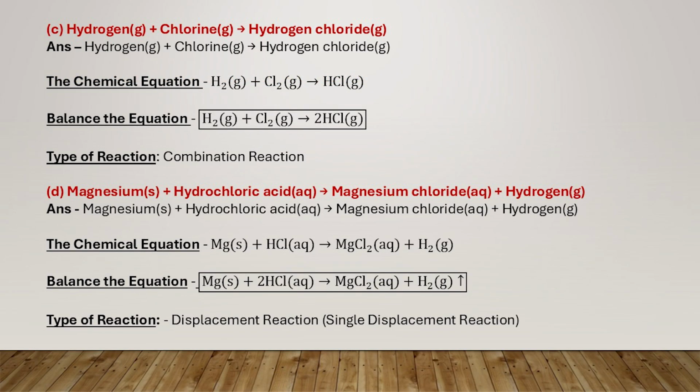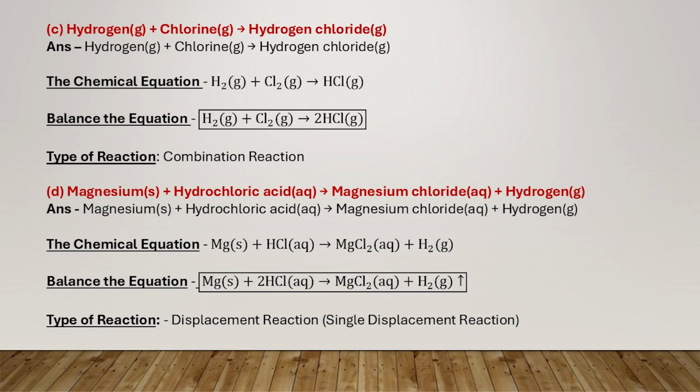C. Hydrogen gas plus chlorine gas gives hydrogen chloride gas. The chemical equation: H2(g) + Cl2(g) → HCl(g). Balanced equation: H2(g) + Cl2(g) → 2HCl(g). Type of reaction: combination reaction.